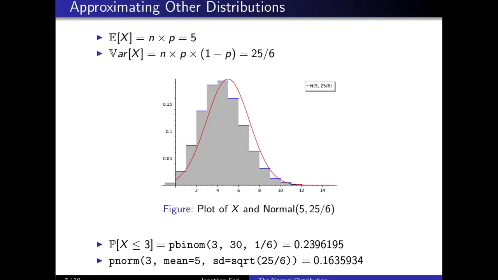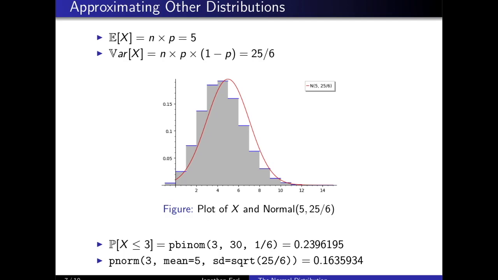Again, we could do the same kind of thing. We could see that our expected value is going to be 5, our variance is going to be 25 over 6. And I've overlaid this probability mass function with a normal(5, 25/6) probability density function. What we see here is that the approximation doesn't look so good. We're underestimating a lot of the values over here, and we're overestimating a lot of the values over here.